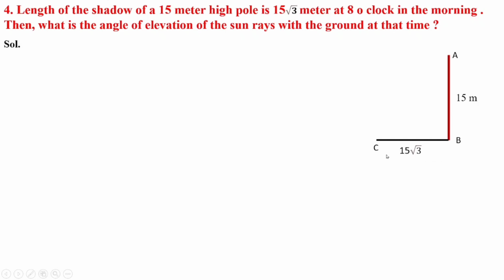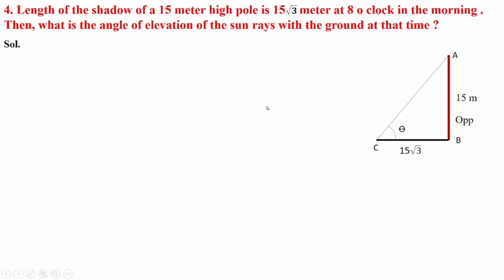Now if I join AC, what is being asked is the angle of elevation, nothing but the angle theta. I will assume the angle theta is the angle made by the sun rays with the ground. So I need to find this angle theta. Have you got this question? AB is the height of the pole, whose shadow falls on the ground as 15 root 3 meters. He is asking us to find the angle made by the sun rays with the ground.